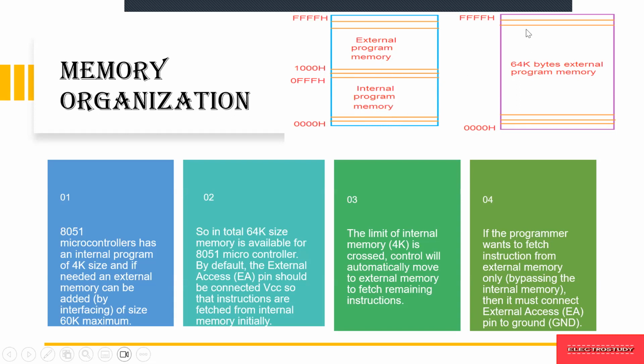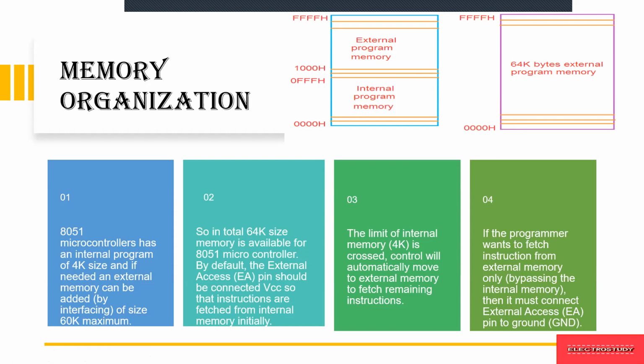Now EA is the external access pin. When this pin is connected to VCC, that is voltage, the instruction will be fetched from the memory and executed. If it is made 0, then it is said to be idle. There is no fetching of data from the memory.